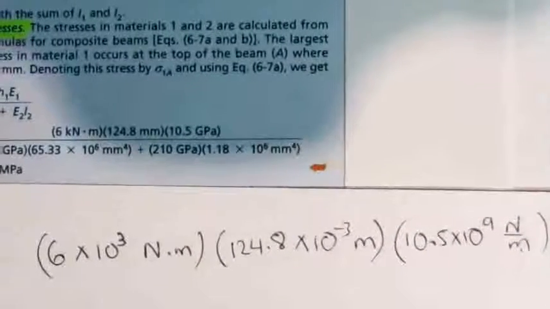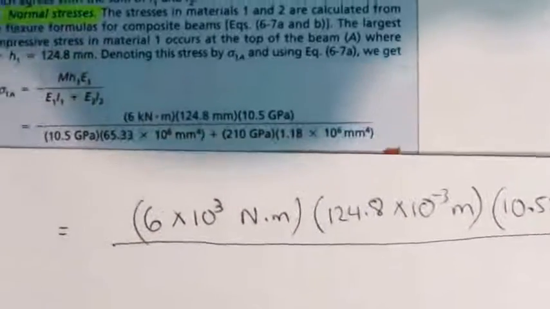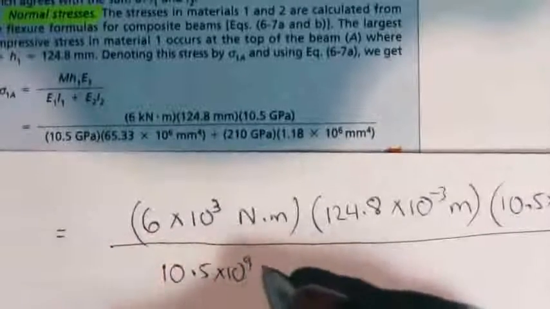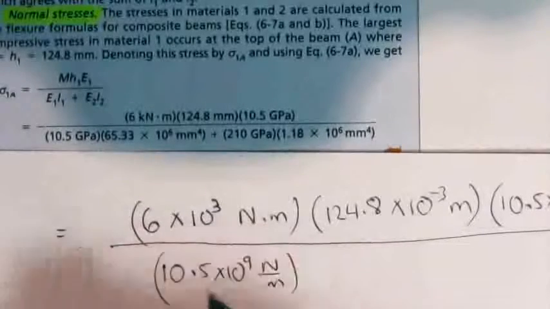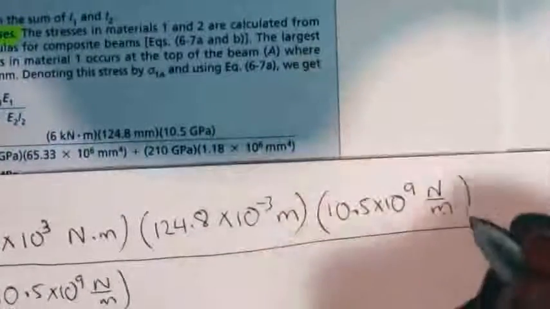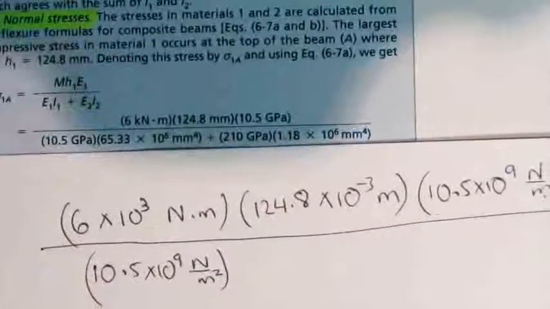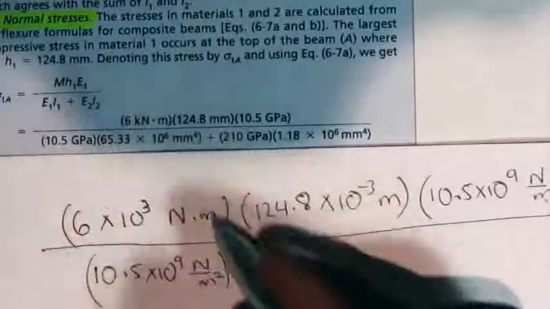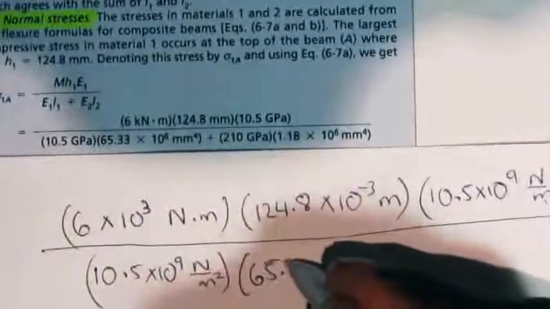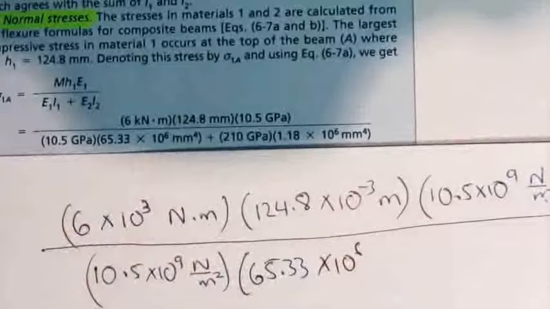Sorry about that. And if we go to the numerator, we do exactly the same. So we're going to have 10.5 times 10 to the 9 Newton per meter, sorry, that's Newton per meter squared. Okay, and this is multiplied by 65.33 times 10 to the 6. Now we have millimeters cubed.